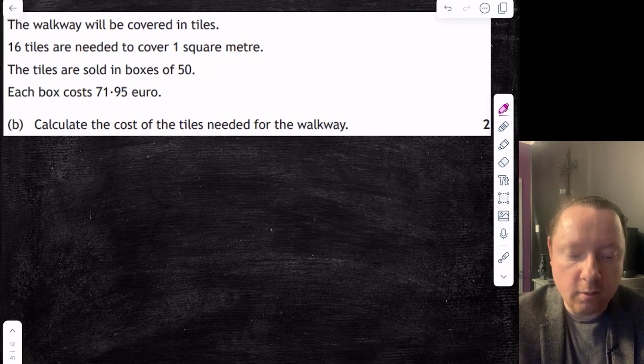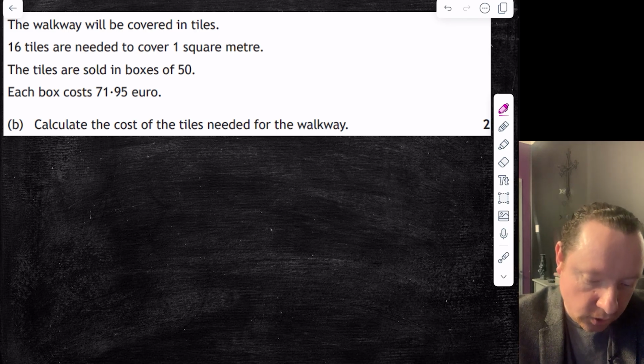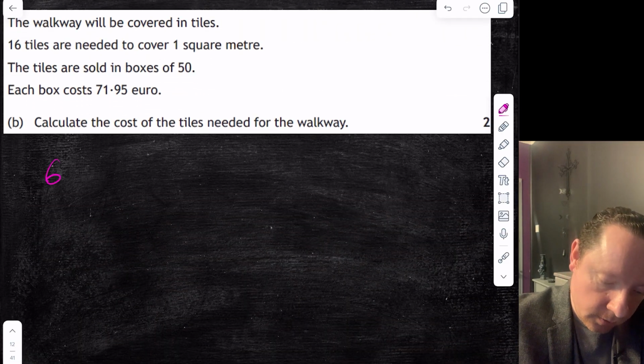Part B, the walkway will be covered in tiles. 16 tiles cover 1 square metre. Tiles are sold in boxes of 50, each box costs €71.95. Calculate the cost of the tiles for the walkway. Well, let's check our answer. We need 64.5 square metres.